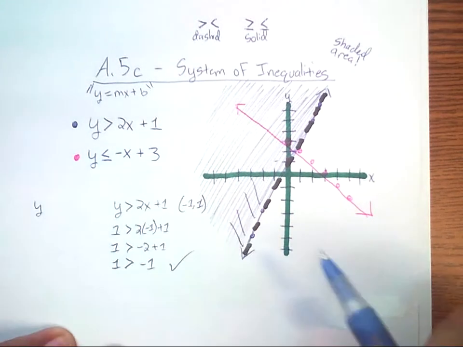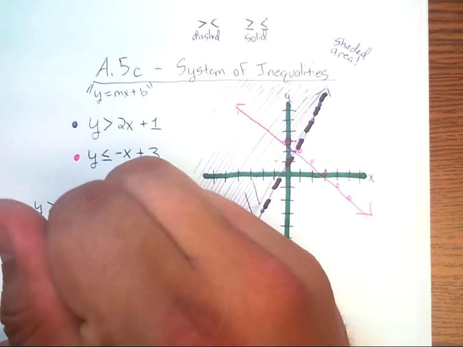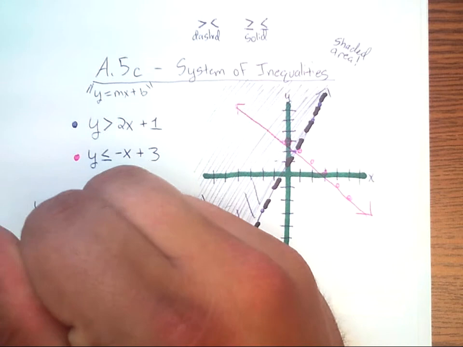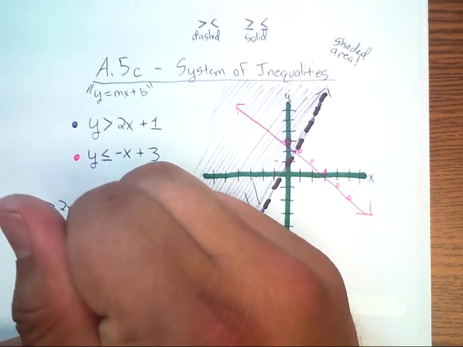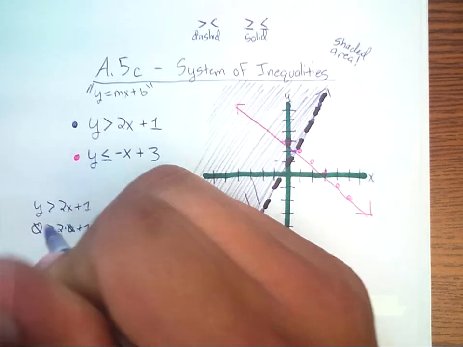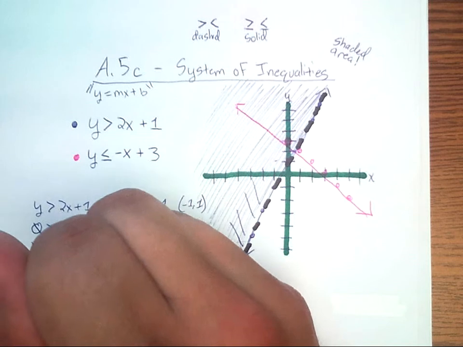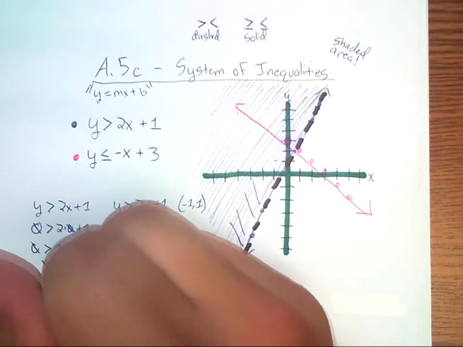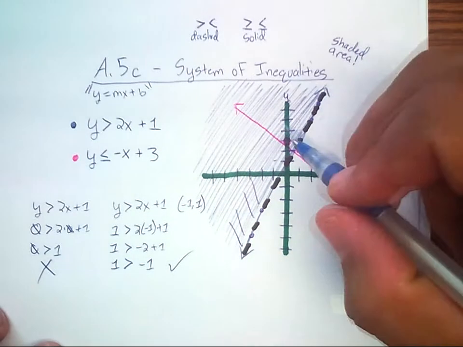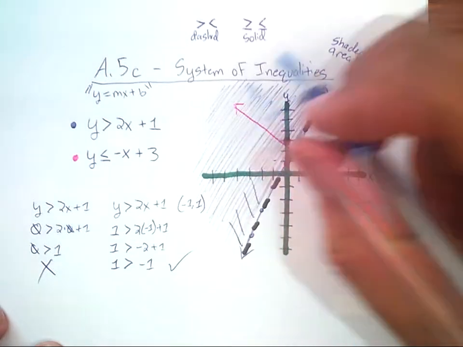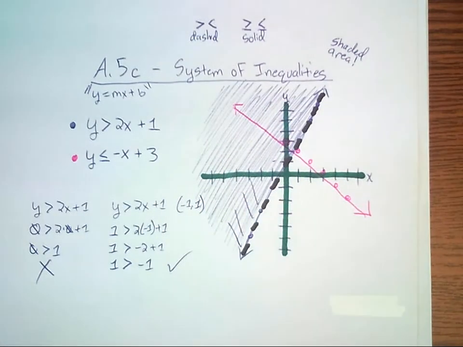Ready? Here we go. y is greater than 2x plus 1. 0 is greater than 2 times 0 plus 1, which is just 0 is greater than 1. 0 is not greater than 1. So you know now why I shaded this side. It's because any point I pick from over here is going to be a solution for the blue equation.